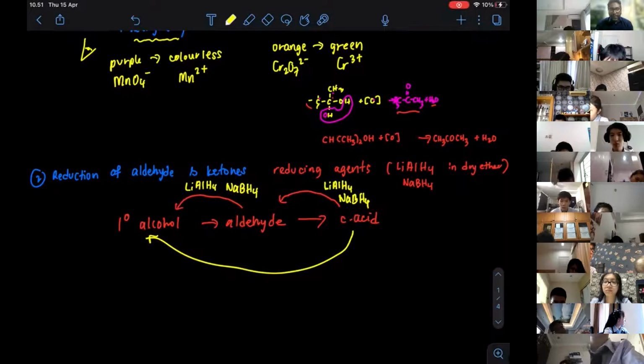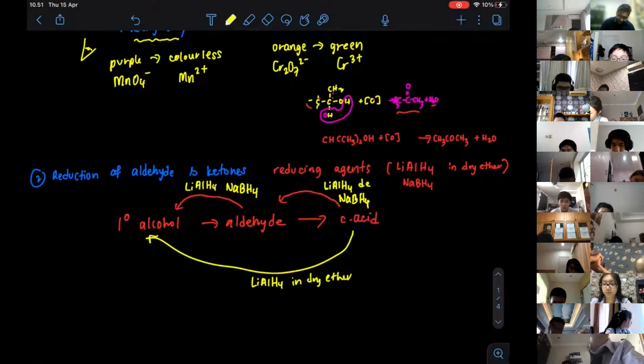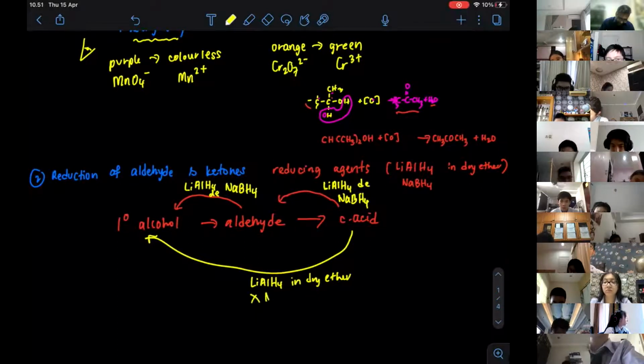You cannot use the weak reducing agent. You must use LiAlH4 in dry ether. It means all of this is in dry ether also. I'll just put DE, and I'll just put cannot NaBH4. So this is important, one thing that is important.